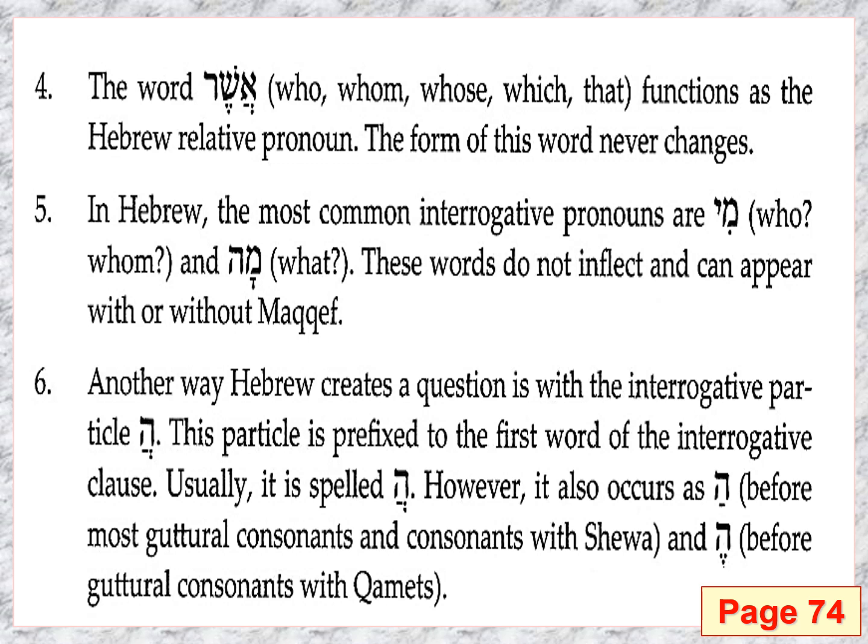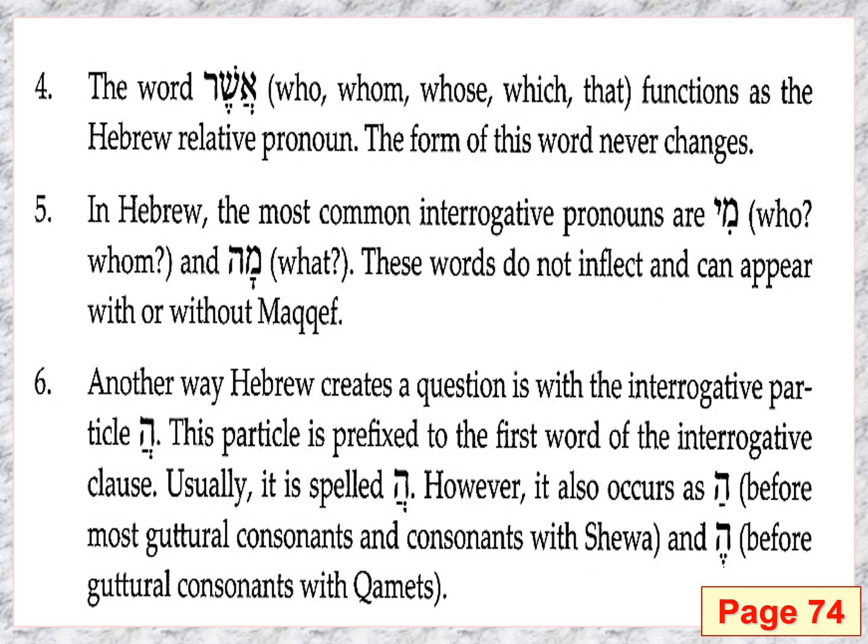Depending on context, if it's talking about a person, or someone who owns or possesses something, or a thing, you just have to think in terms of the context. What's the best English gloss for asher?